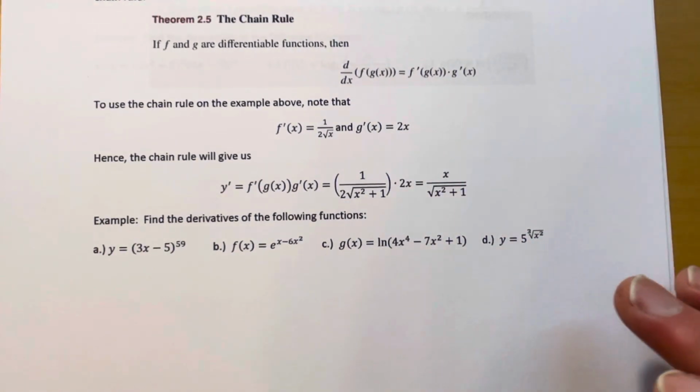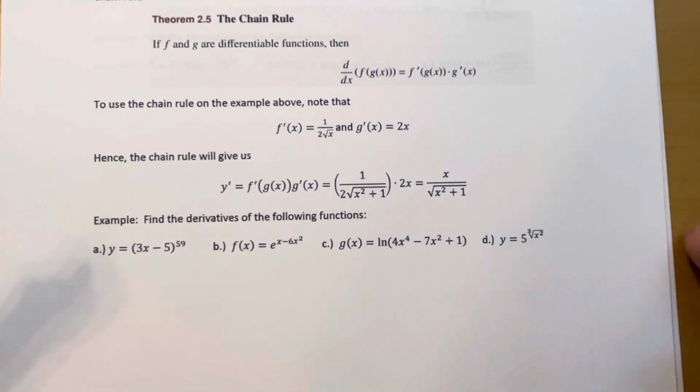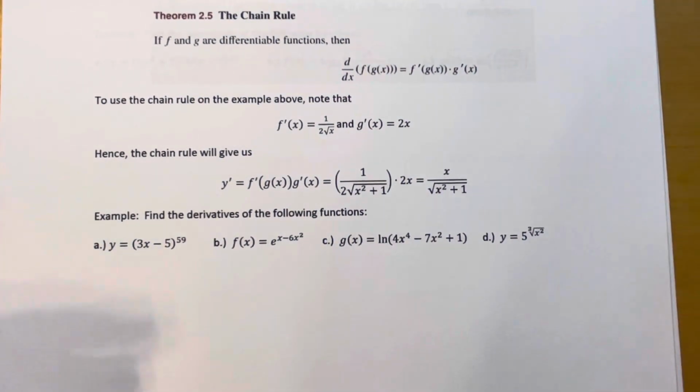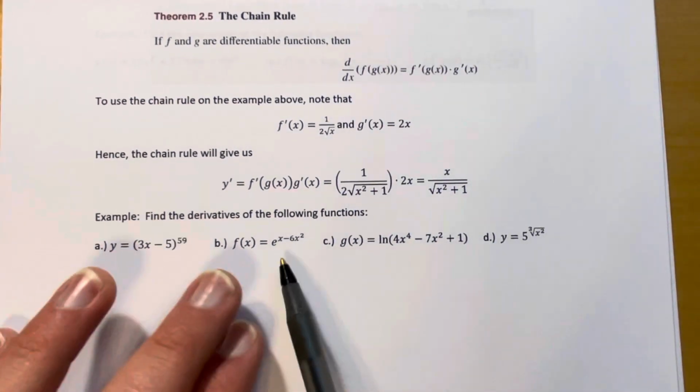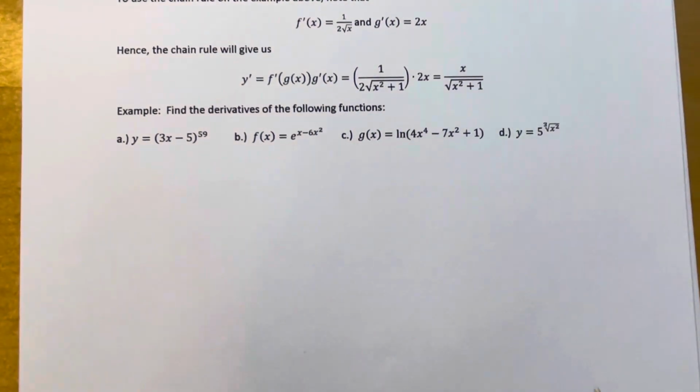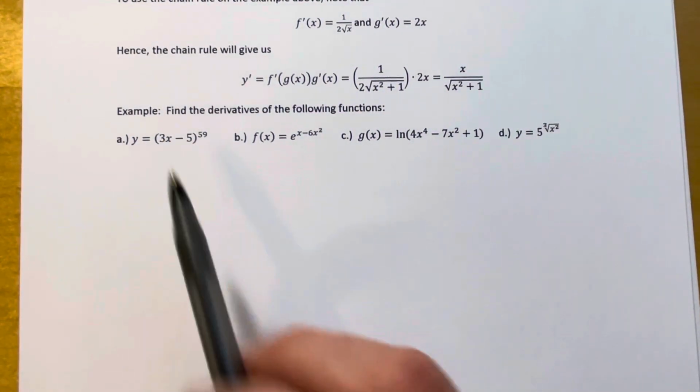So we're going to practice using the chain rule with various different types of composite functions. And then after this, we'll look at some general rules that can be derived from the chain rule to help us deal with functions of these types. So let's start with this one. y equals (3x minus 5) to the 59th power.